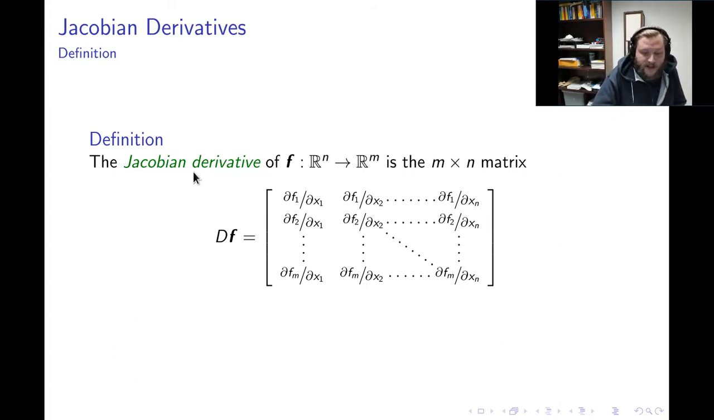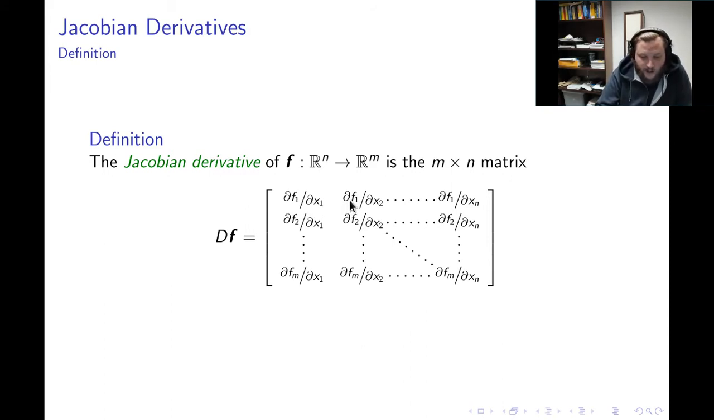The Jacobian derivative of a function f from Rn to Rm is the m by n matrix denoted by Df, where D is capital here. And this is a matrix that is organizing all of the partial derivatives of all of the coordinate functions of the function from Rn to Rm. So if we look at the 1,1 entry of the Jacobian derivative, this is the partial derivative of f1, the first coordinate function of f, with respect to x1, the first input variable.